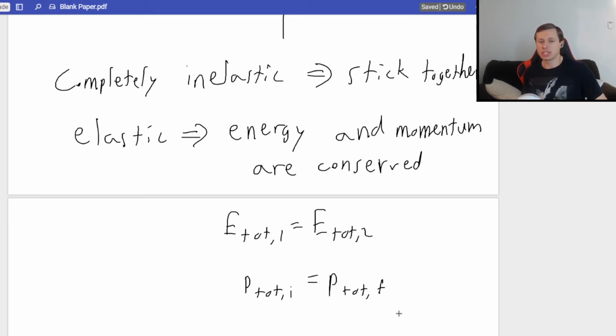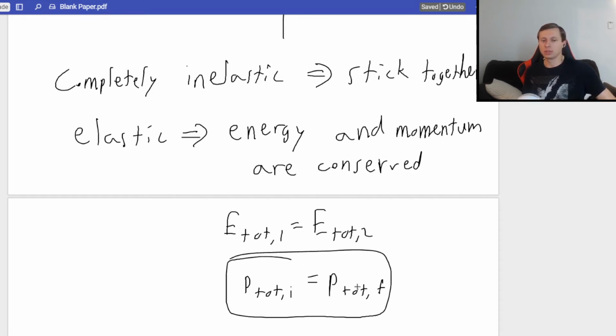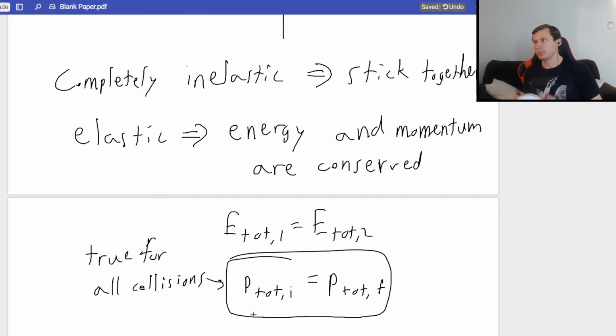And by the way, one thing I want to say is this right here, P total initial equals P total final, this is true for all collisions. Don't forget that. Inelastic, elastic, completely inelastic, P total initial equals P total final, again, as long as you're considering both objects. E total 1 equals E total 2, or I should be saying E total initial and E total final, just to keep it consistent.